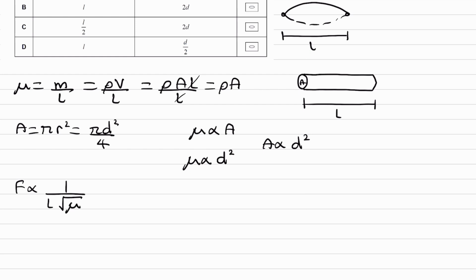So we know that mu is proportional to d squared. If we replace the mu that we have here with d squared, the square root and the square cancel and we get frequency is proportional to 1 over L d. So these two things are multiplied together.